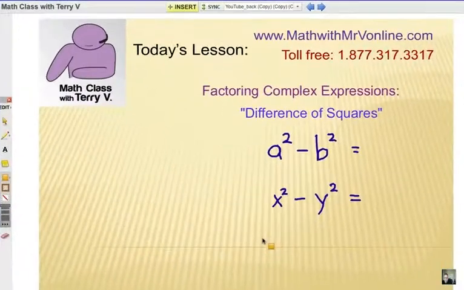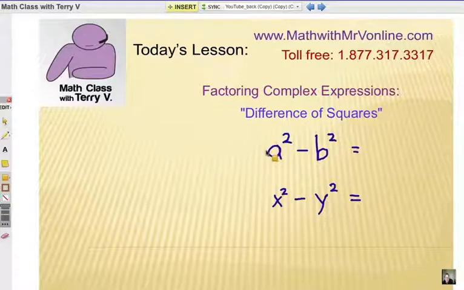Alright, this video is the start of a series of videos about factoring complex expressions. We're going to take a look at some special cases and look at some patterns, and then we'll work up into some pretty complex, complicated expressions to factor. Alright, this first one is about difference of squares.